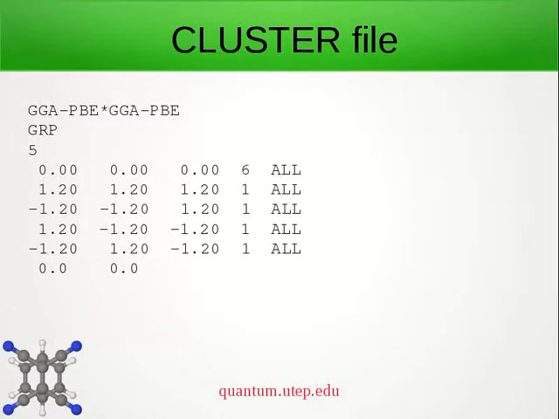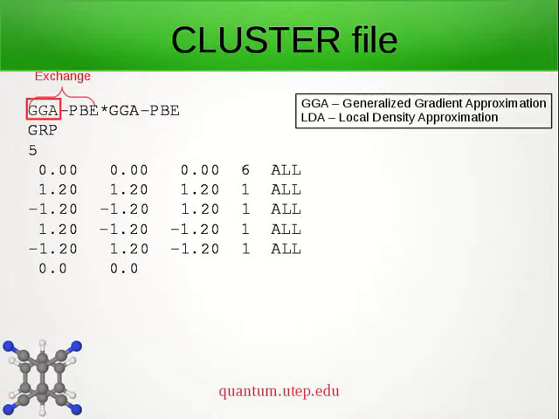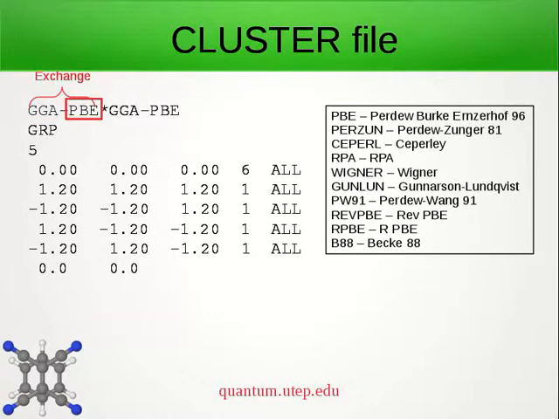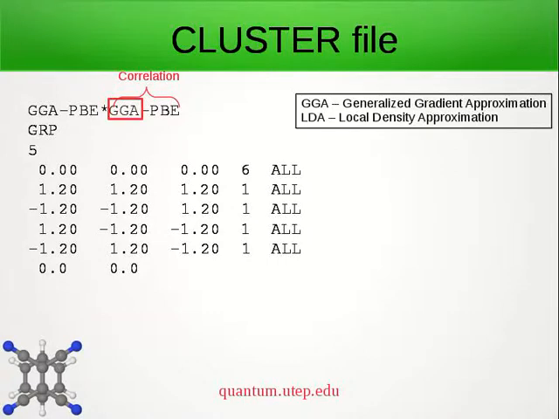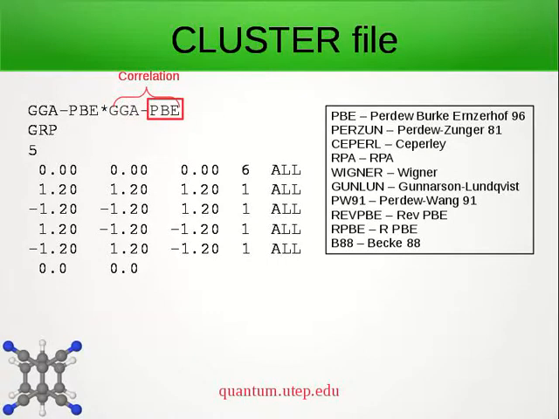The first line defines the exchange and correlation for the calculation. So first, for the exchange, we can have either GGA or LDA. The definitions are shown on screen, so this has to be there. Then you put a dash, then you put the functional which you're going to use. In this case, I'm using Perdew-Burke-Ernzerhof, or other options are specified here. Then you put a star or asterisk. Then you define the correlation, and same options here: GGA and LDA, same for the functional.